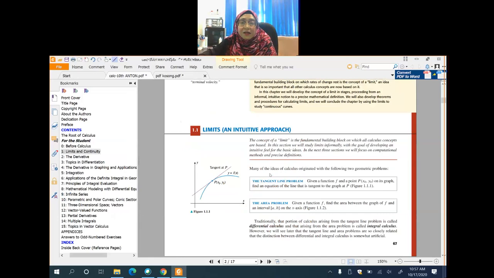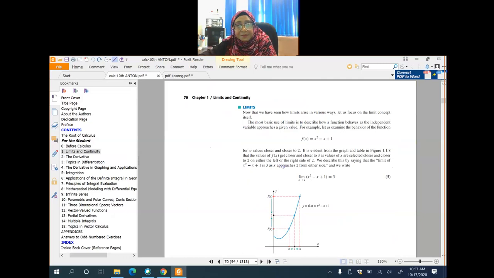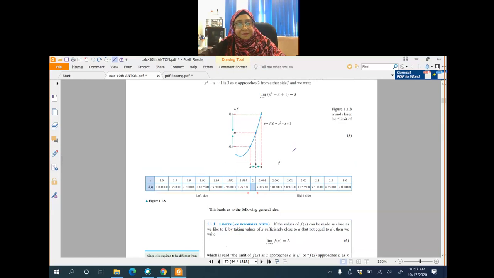And then I think you can read this. Okay. Now let's go to page 70. Okay. We have here a function y equal to x squared minus x plus 1. Okay, this one is also a quadratic function. x squared minus x plus 1.